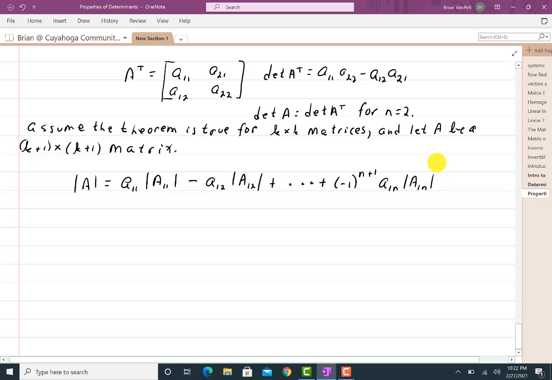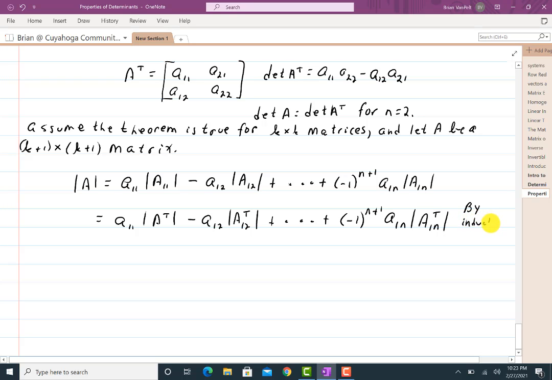So there is expansion of the determinant along row 1, and we know that this equals the following. Because each of those matrices is only k by k, we can use the induction hypothesis for this. This is, I guess we could put, by induction hypothesis.